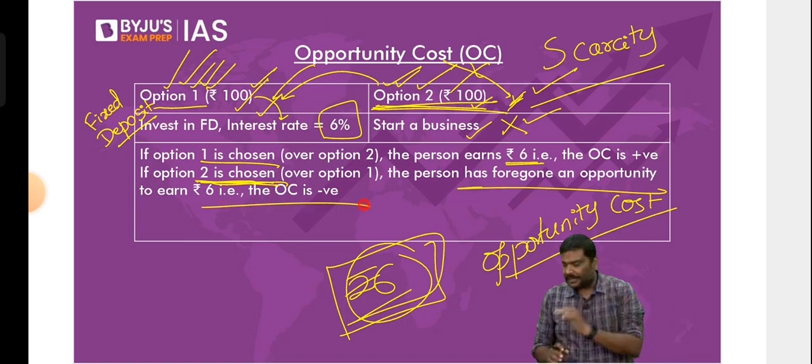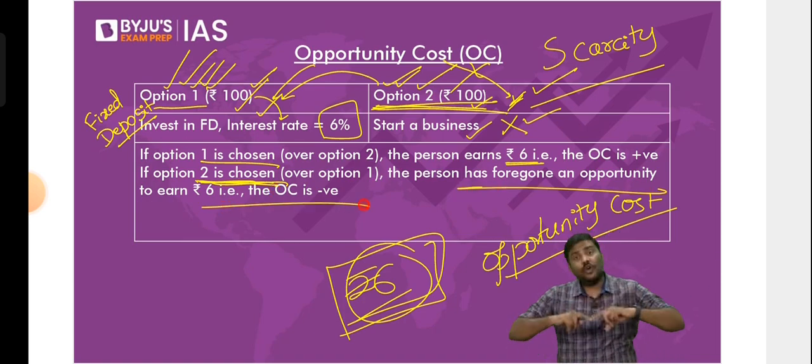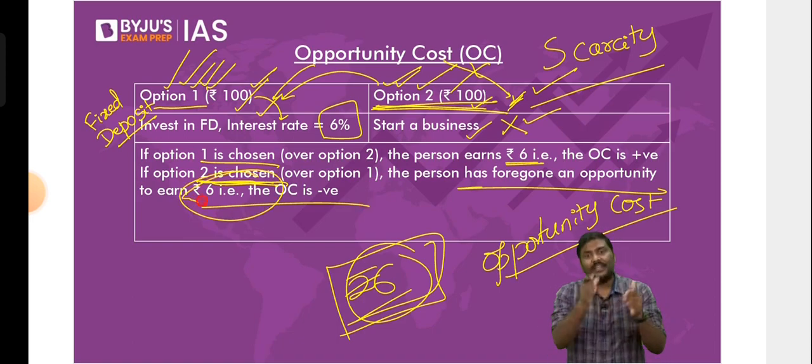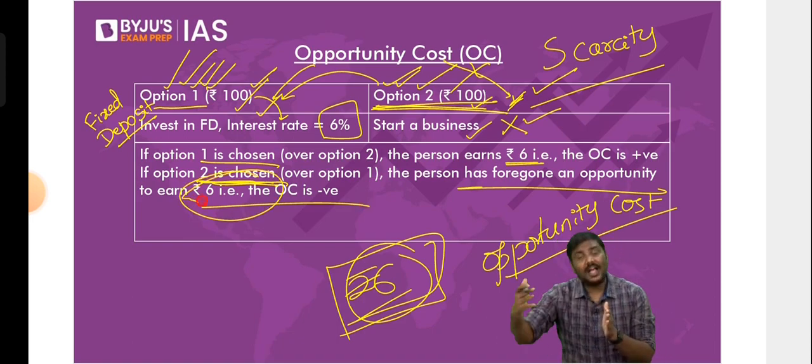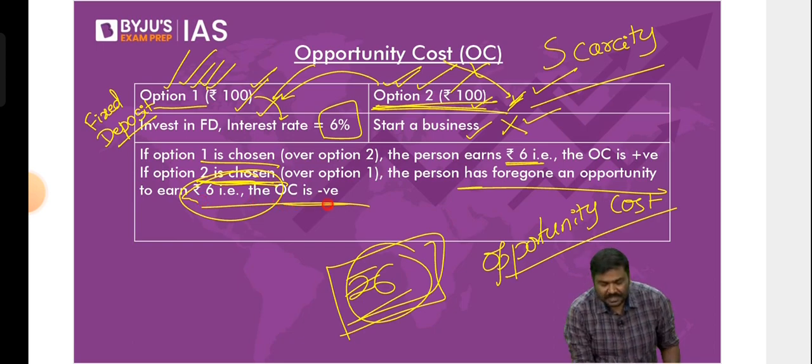I'll repeat it again. Because you've gone with option 2, ignoring option 1, you have lost an opportunity to earn 6 rupees. So whenever you make choices like this, you end up losing an opportunity to earn an extra amount, extra profit. We will simply say opportunity cost is negative.